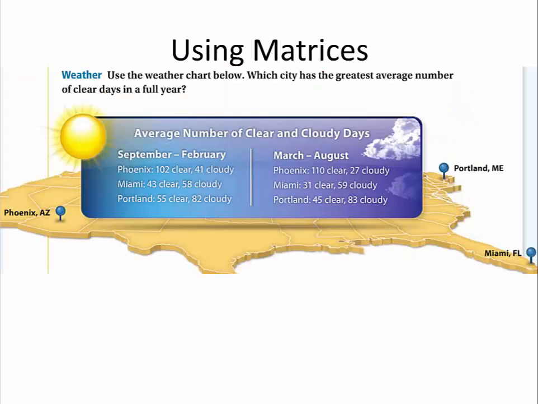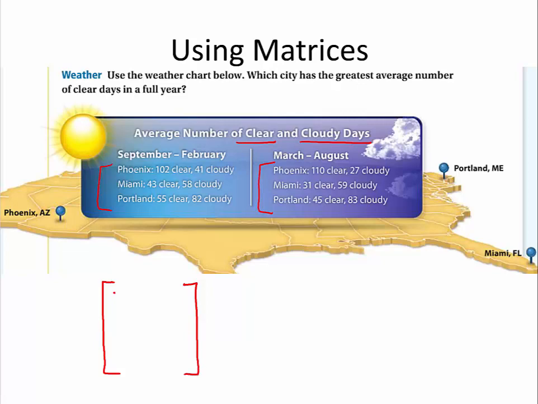All right, now we're actually going to apply these matrices, and it's not a hard thing. The only thing that probably is the most challenging is that you have to organize the data before finding the answer yourself. So it says, use the weather chart below. Which cities has the greatest average number of clear days in a full year? So right here, you're given 3 cities in different months, and we go over clear and cloudy days. So your job is to create a matrix of each of the 2 different seasons. So if we start off with September to February right here, and we don't care about the names, we just really care about the data, we need it to be a 3 by 2 because we have clear and cloudy that we need to write in.